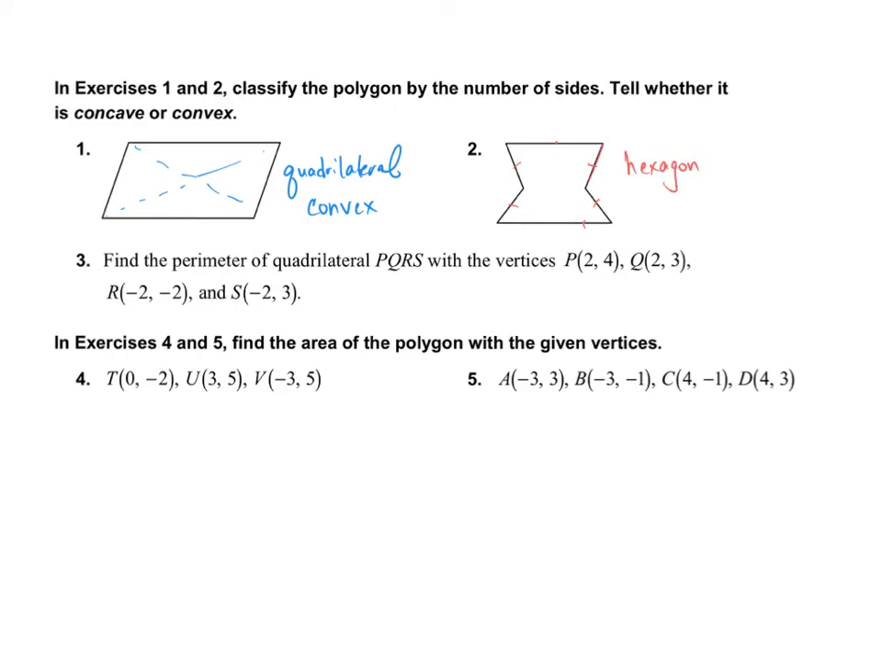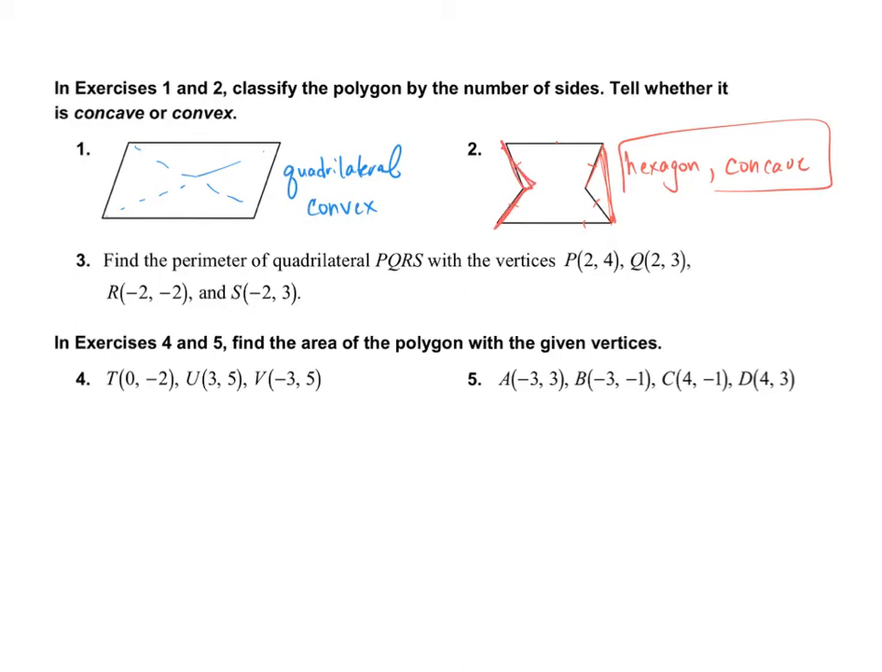And look at this, if I draw a diagonal between these two, it's on the outside. So anywhere I can find where I draw a diagonal on the outside, it'll end up being concave. Another way to think about it is here it caves in on itself again.